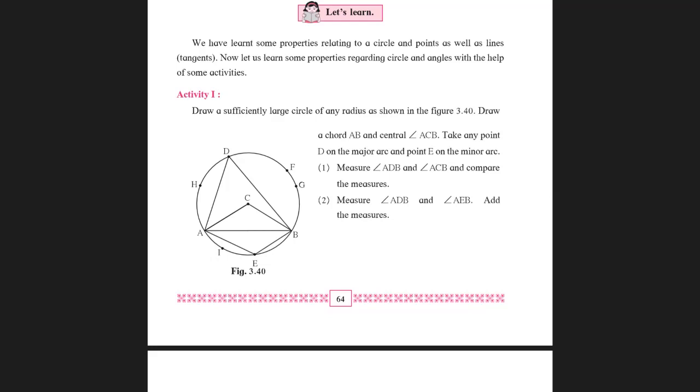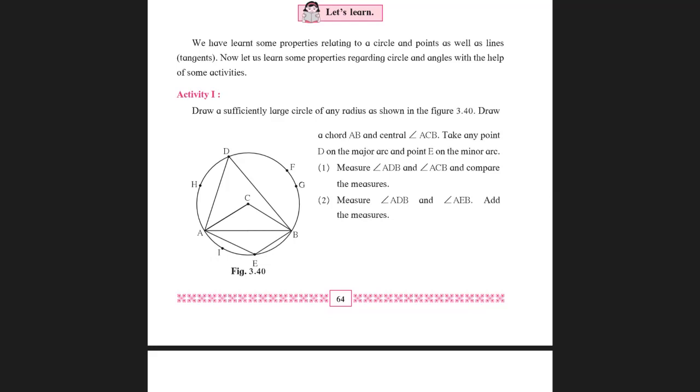Now the first activity: draw a sufficiently large circle of any radius as shown in the figure. Draw a chord AB and central angle ACB. Take any point D on the major arc and point E on the minor arc. Measure angle ADB and angle ACB and compare the measures. Measure angle ADB and angle AEB, and add the measures.